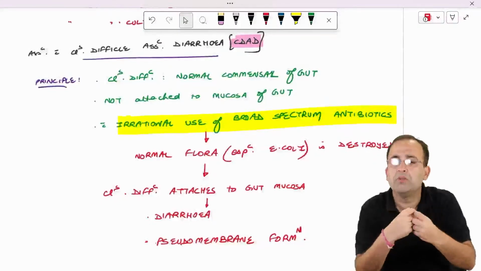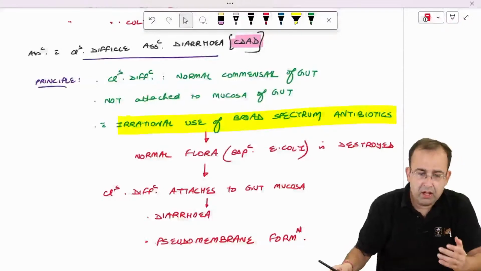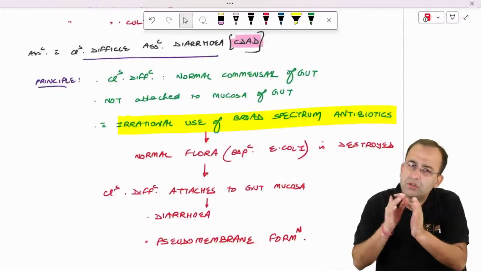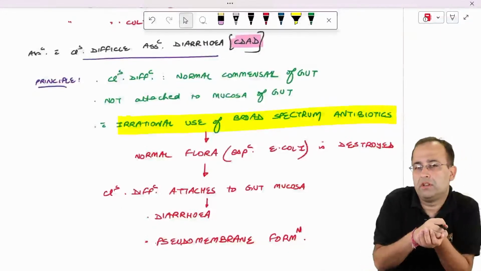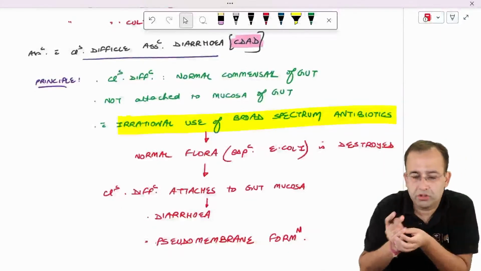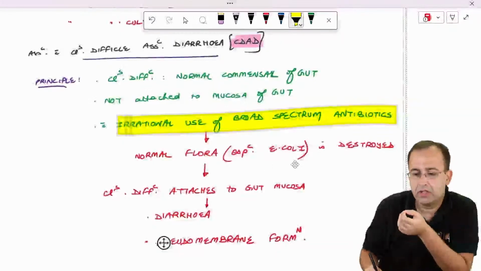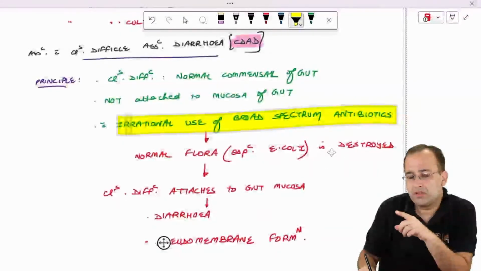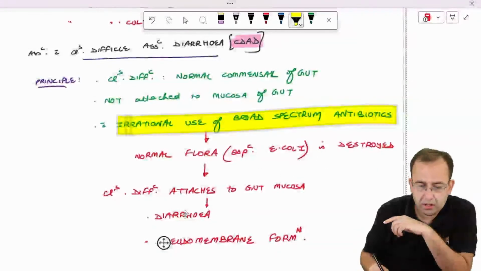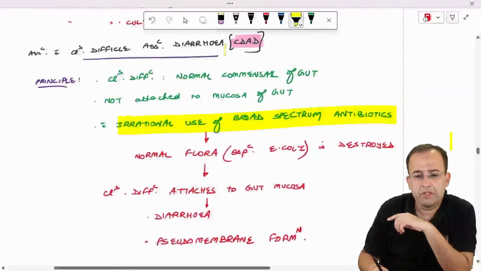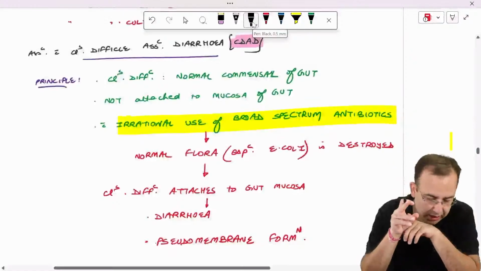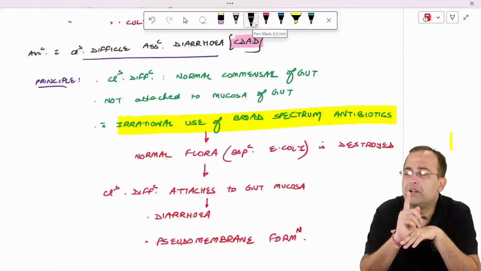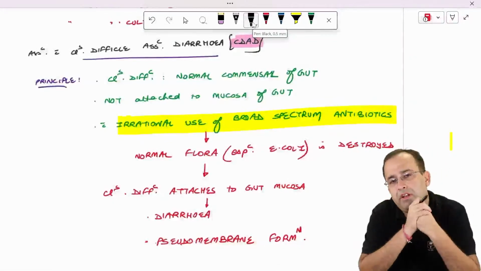This is because the normal flora got destroyed. Clostridium difficile is also a normal commensal of the GIT, but normally it is not attached to the mucosa of the gut. When the normal flora is destroyed, especially when E. coli is destroyed, it is attached to the mucosa, leading to diarrhea and pseudomembrane formation. This is CDAD, Clostridium difficile associated diarrhea. So long-term antibiotic usage, Clostridium difficile.